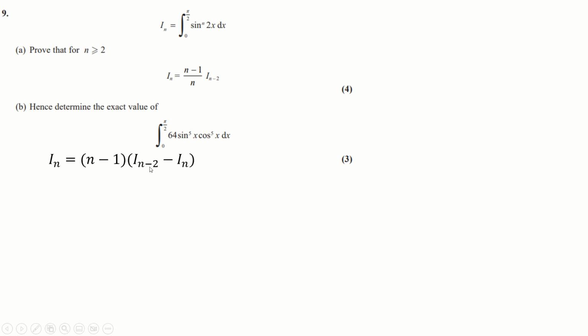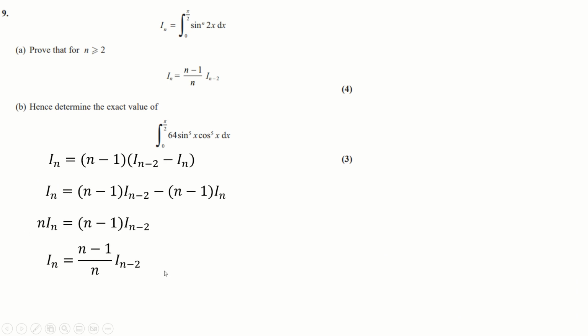So that's my line here. You can expand this out if you want to. You can then add this stuff to both sides. You just end up with n I_n, divide by n, and we have what they wanted us to get. Hence determine this. So we've got sine to the 5, cos to the 5, so we should be thinking maybe about using that.